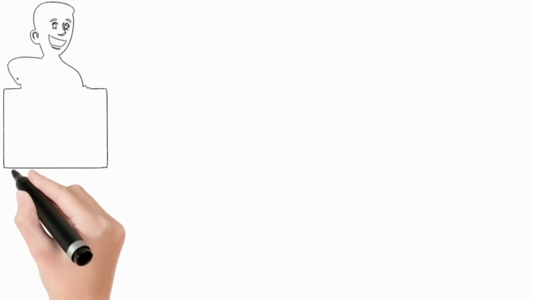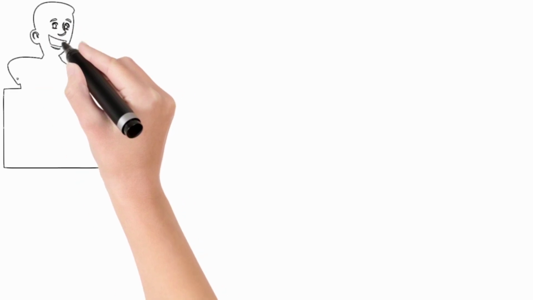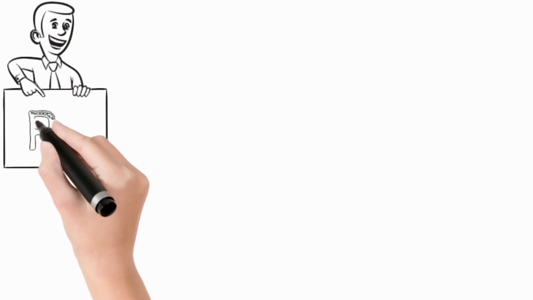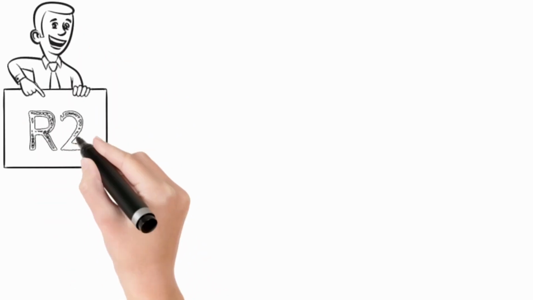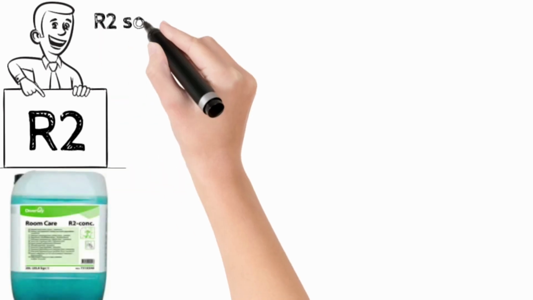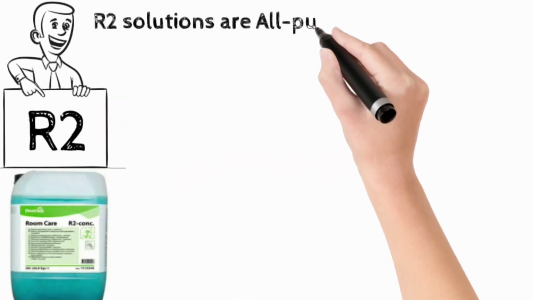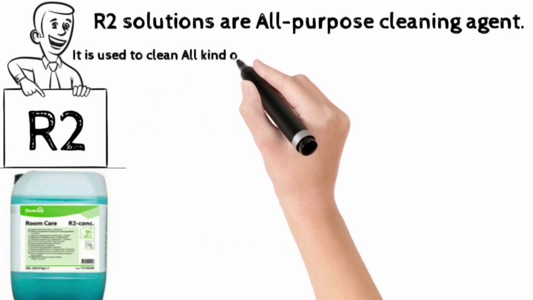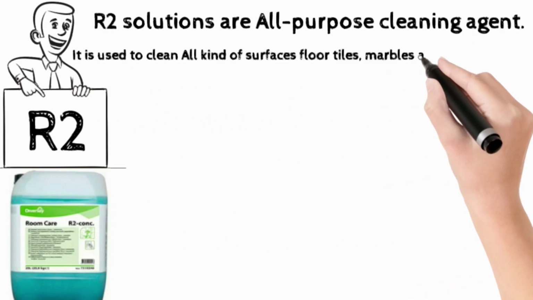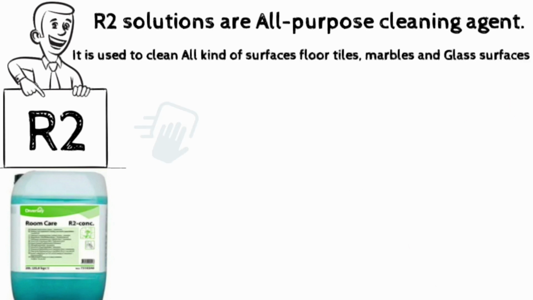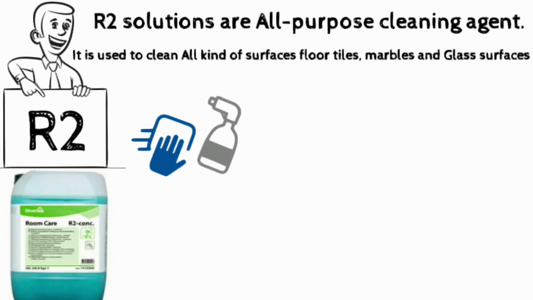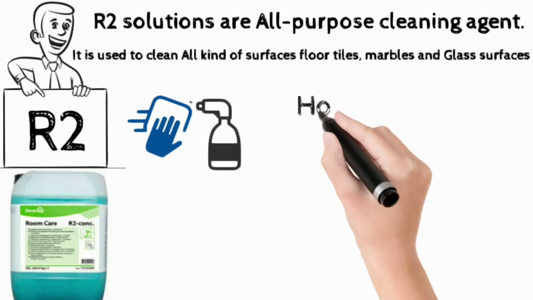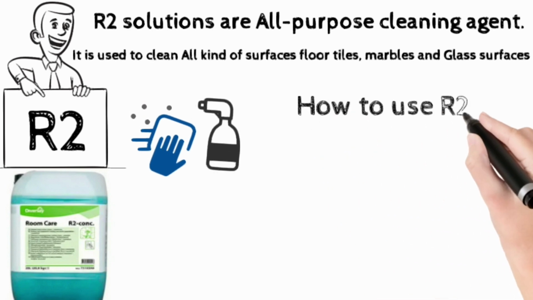R2. What is R2? R2 solutions are all-purpose cleaning agents. These solutions are used to clean all kinds of surfaces, floor tiles, marbles and concrete floors as well. How to use this R2? The container shown has concentrated liquid. To dilute and use, we have to follow the measurements below. Normal soiling, 20 to 40 ml in 1 liter of water. Heavy soiling, 50 ml in 1 liter of water.